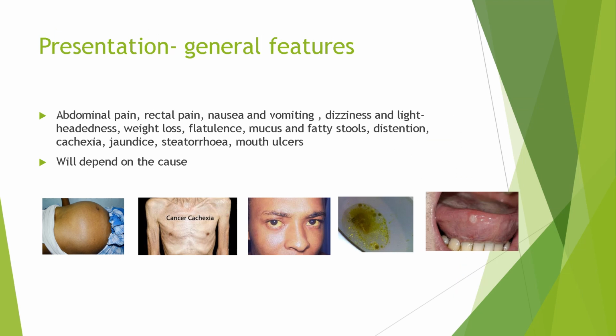And some other features you may notice is abdominal pain, rectal pain, nausea and vomiting, dizziness and lightheadedness, weight loss, flatulence, mucus and fatty stools, and then distension, which you can see here, and cachexia, which you may see in cancer, jaundice and liver disease, and then fatty stools here again, and aphthous ulcers, which you may see in things like inflammatory bowel disease.